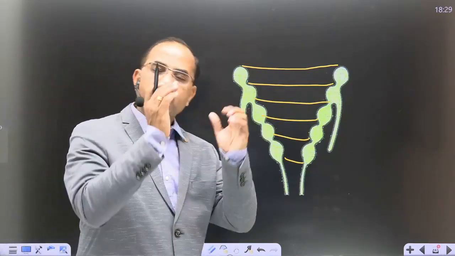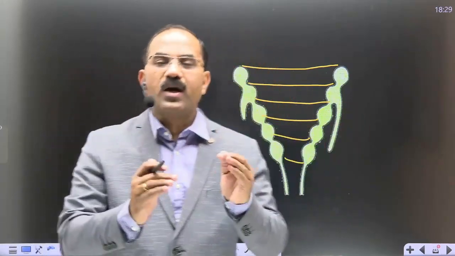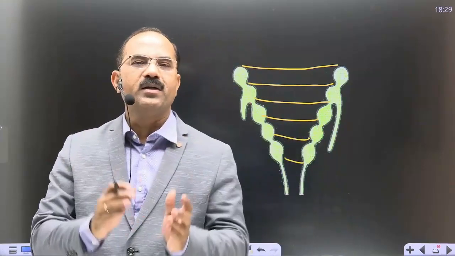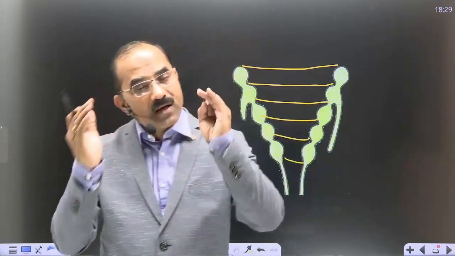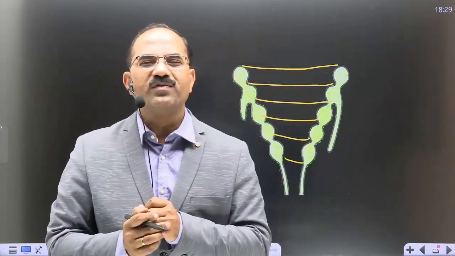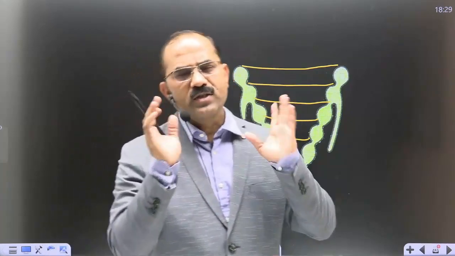I told you each arch has got a nerve of its own. Each arch has got a muscular component, which is going to form the muscles of the arches. There's going to be a cartilaginous component which forms the cartilages and the bones of the arch. There's going to be an arterial component, the artery of the arch, and there is going to be a nerve of the arch. So you just have to remember this.